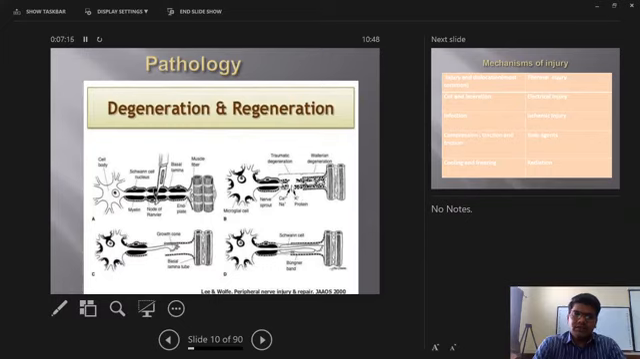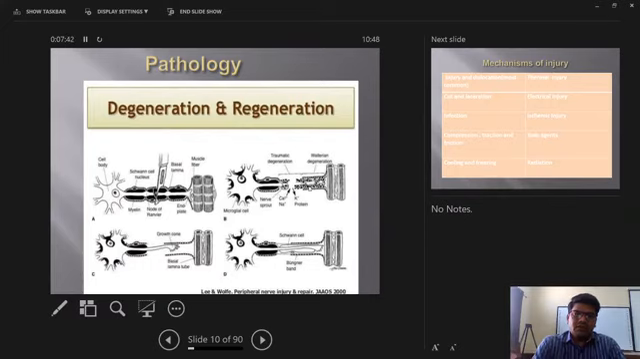Also, the proximal end also undergoes Wallerian degeneration till the first node of Ranvier. You can see here that this is the node of Ranvier. So the distal part completely undergoes Wallerian degeneration, but the proximal part also undergoes Wallerian degeneration till the first node of Ranvier.